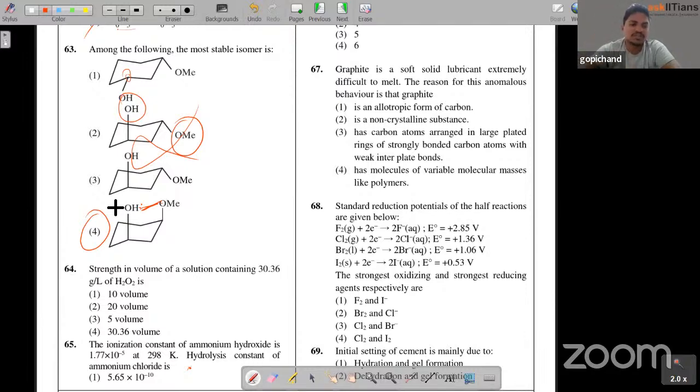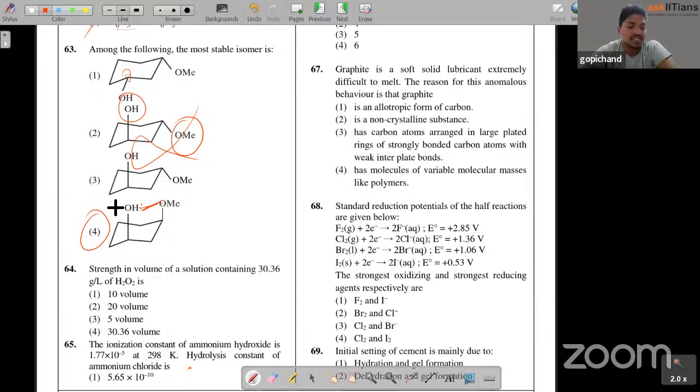Okay, and question number 64. Strength in the volume of a solution containing 30.36 gram per liter. So this is a very important question. In the chapter on H2O2, peroxide, you will have the volume strength relation and the normality strength relation, and you have to study the H2O2 structure. These are the most important things in the hydrogen chapter.